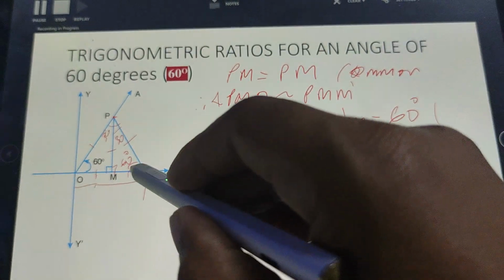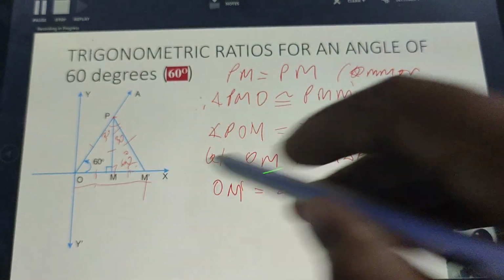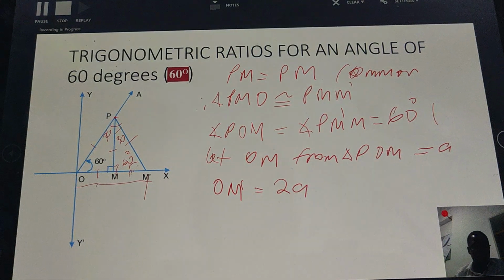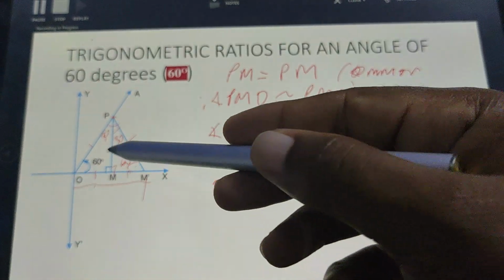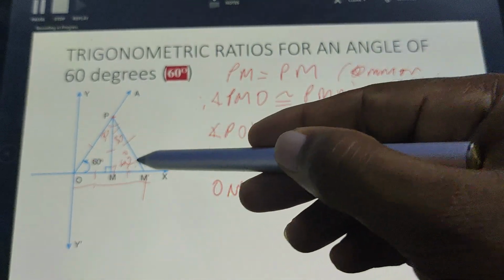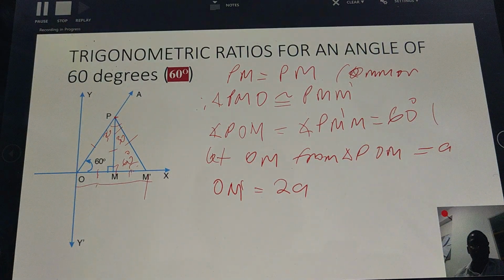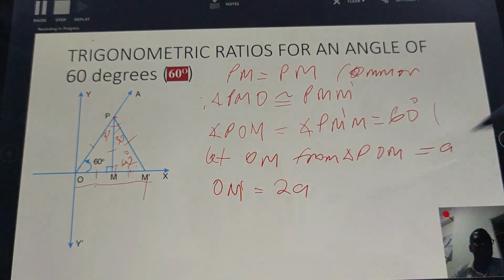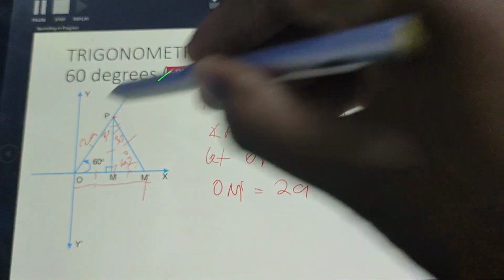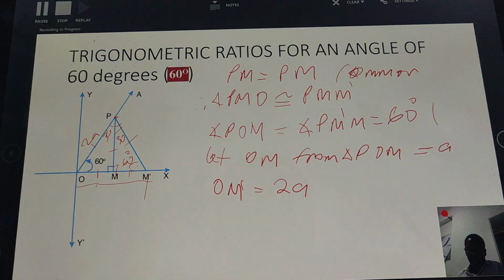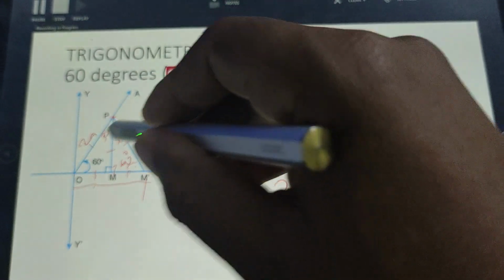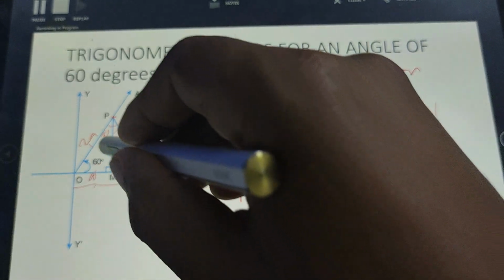Remember, we said that one and that one are equal. If this is A, that is A. It means the whole distance OM dash is 2A. And we have also concluded that if this is 30 plus 30, that's 60, there 60, there 60, it's an equilateral triangle. So for an equilateral triangle, all sides are equal. It means that side is also 2A. So we have two sides now for triangle POM. We have A there, 2A there.